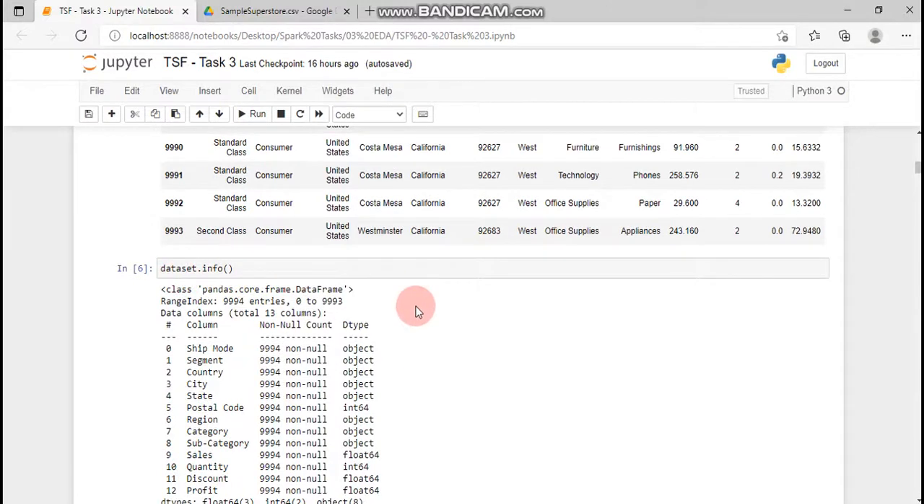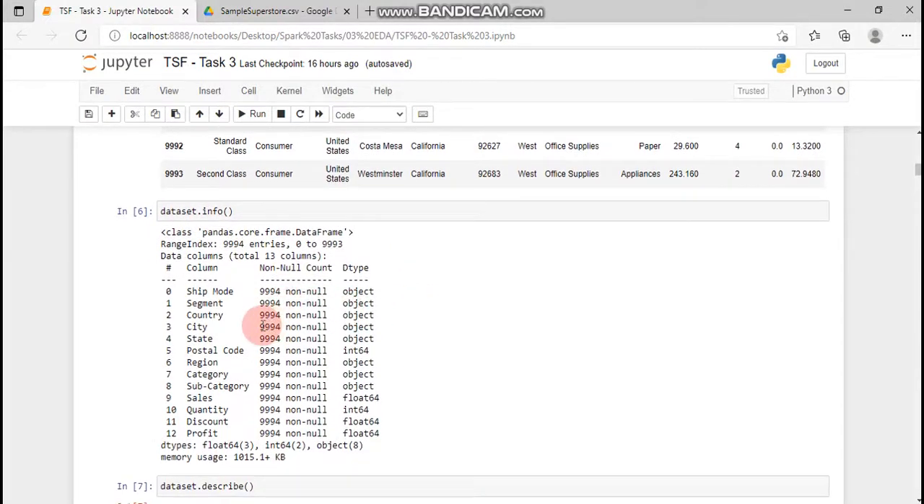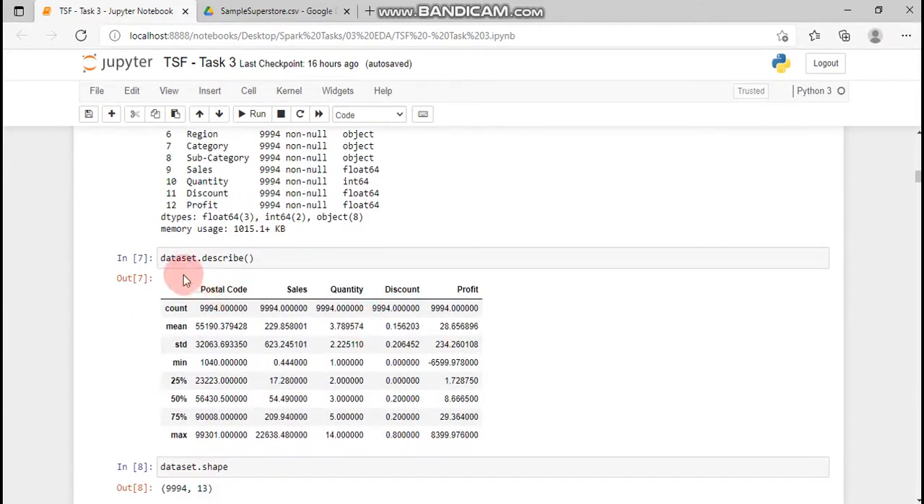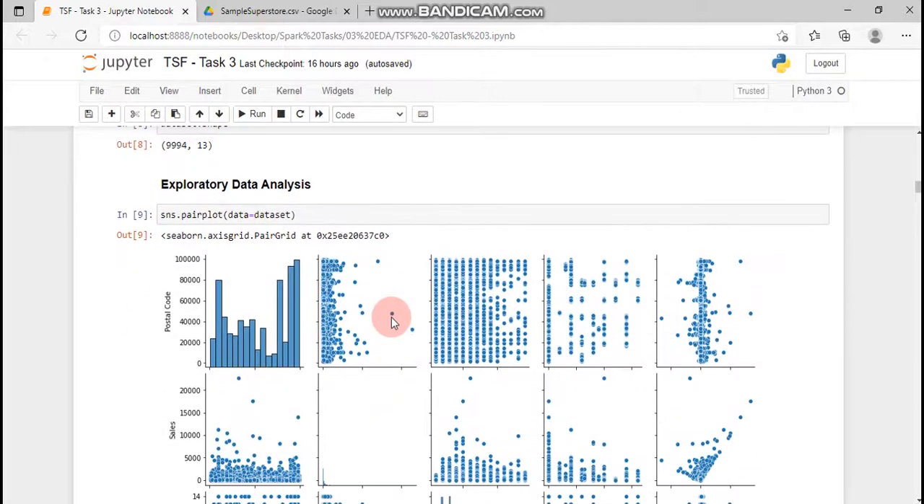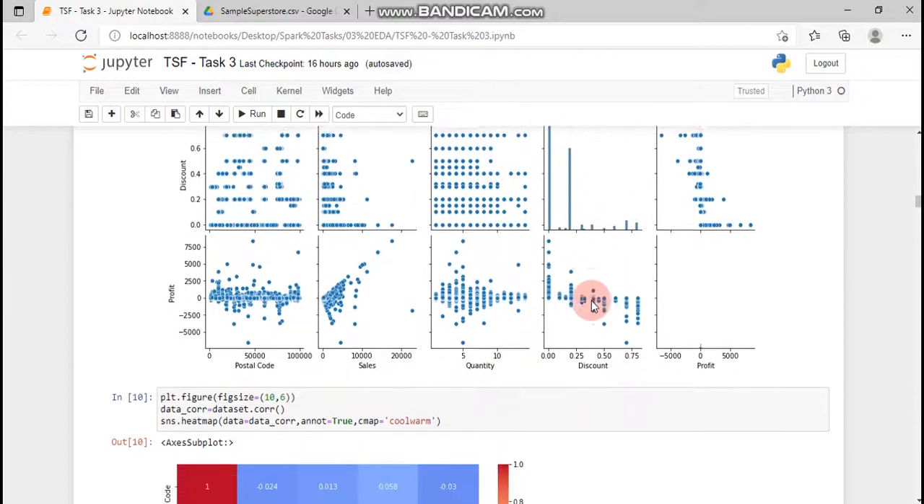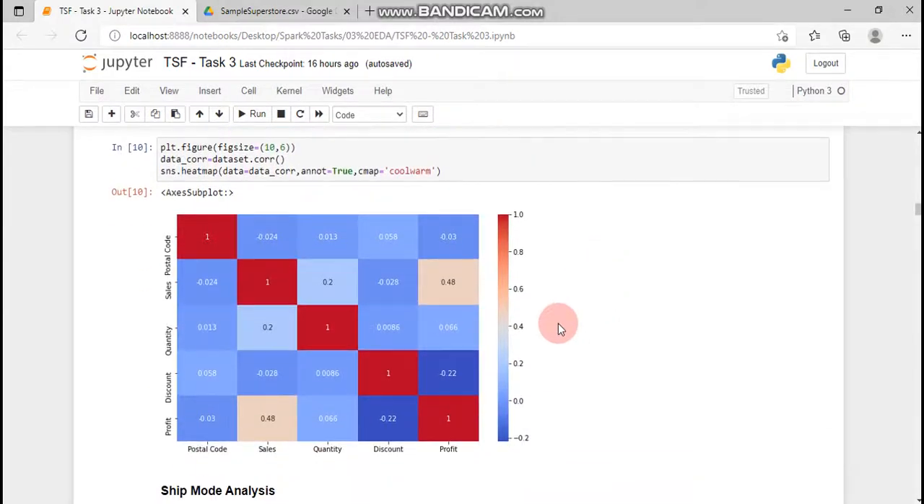Dataset.info. Here we could see there are 9994 rows in all. Dataset.describe and dataset.shape. Here I am performing exploratory data analysis. Pairplot from the Seaborn library makes it easy to plot all the possible numerical columns. Here I am taking the correlation between all the numerical columns and plotting it as a heat map.